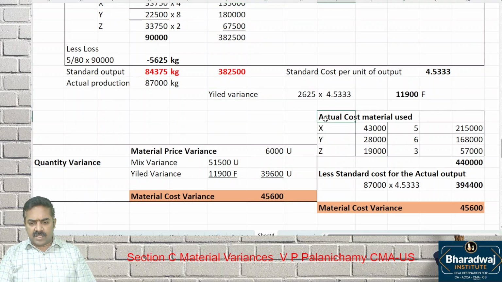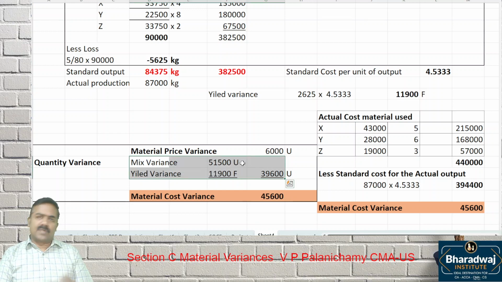Then we can cross-check: actual cost of material used minus standard cost for the actual output will give us the material cost variance. Yes, we reconcile. Price variance plus quantity variance will give us what? Cost variance. What causes quantity variance? Mix variance and yield variance cause quantity variance. Simple, sir. Why are you consuming extra or lesser quantity?